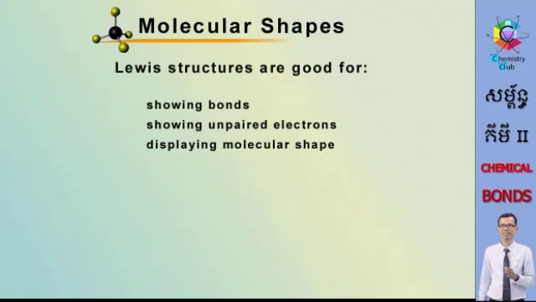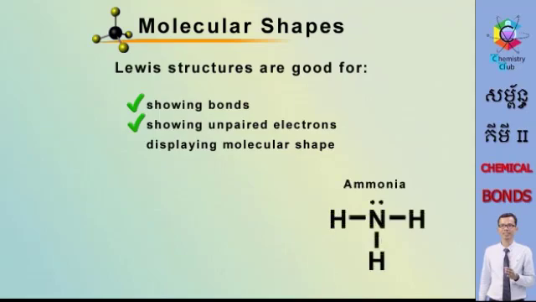Lewis structures are useful for showing which bonds are formed in molecules, and for showing the presence of unpaired electrons. But do they give a picture of molecular shape? To answer this question, take a look at the ammonia molecule. Ammonia consists of 3 atoms of hydrogen attached to a central nitrogen atom.